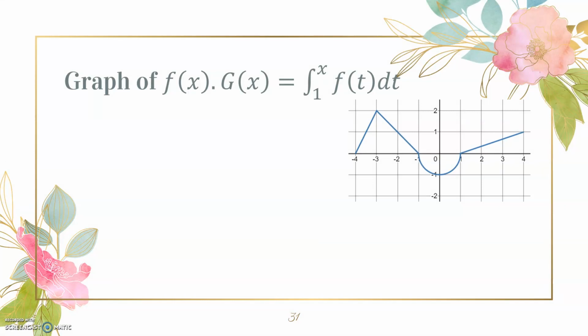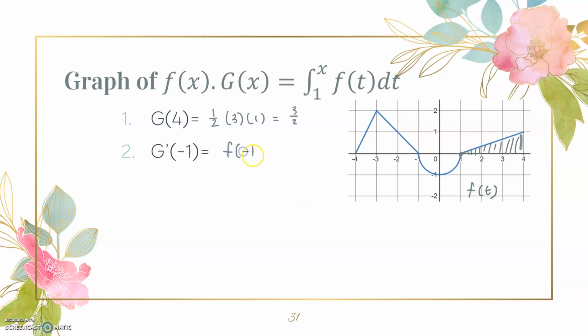The type of free response question that tests the first part of the fundamental theorem is one where you're given a graph of f of t, and a function that's defined as an accumulation function. This particular accumulation function starts at 1, so if I want to find g of 4, I'm going to accumulate the area between 1 and 4. It's a triangle, so it'd be 1/2 times 3 times 1. If I want to find g prime of -1, that would be f of -1, and that would be 0.